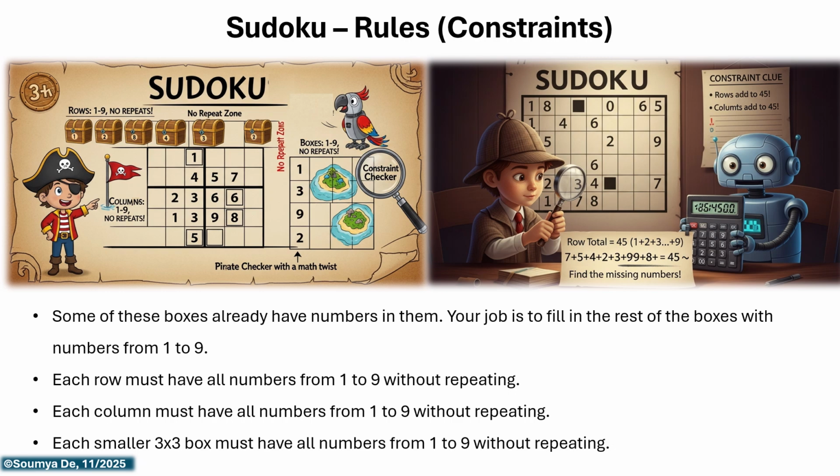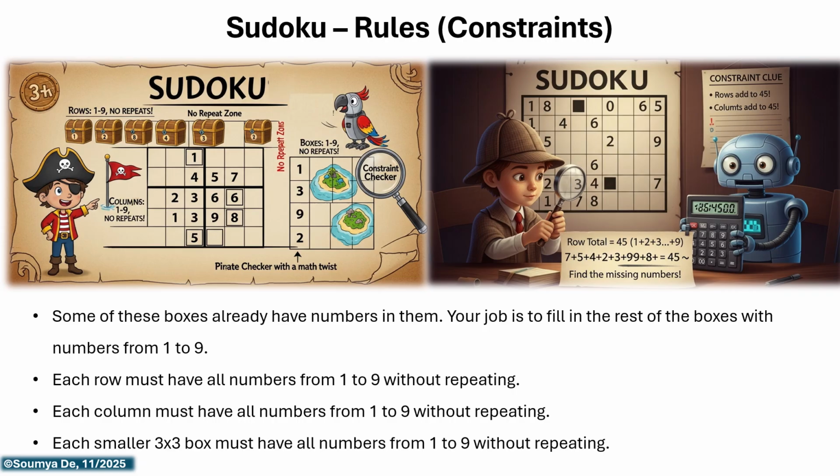Rows. Each row must have numbers 1 to 9 with no repeats. Columns. Same for columns. No repeats. Little 3 by 3 boxes. Each mini square also needs 1 through 9. No repeats. It's like seating your 9 friends at lunch. No two can sit in the same row with the same number. No two can sit in the same column with the same number. And no two can be in the same small group with the same number. Tricky, right? But that's why it's fun.